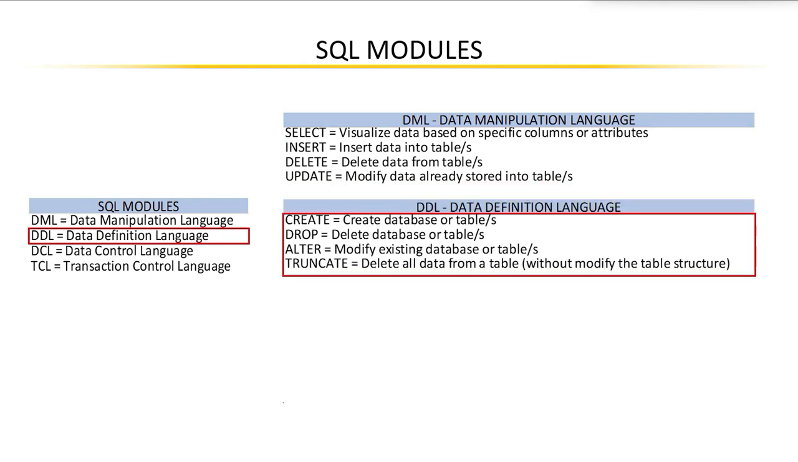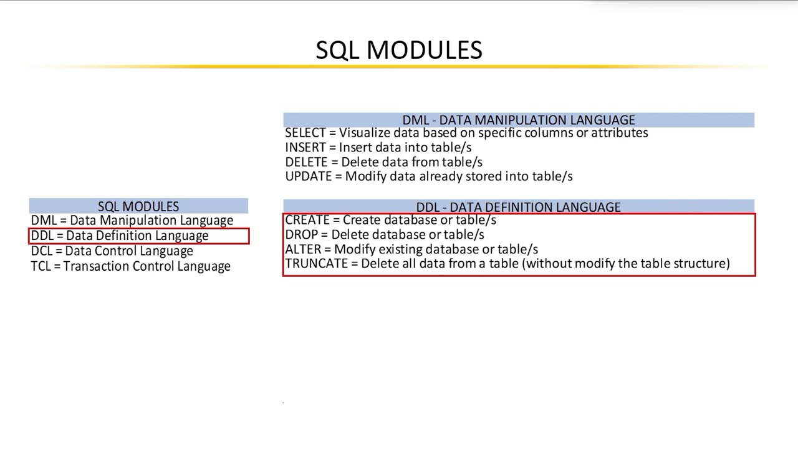On the other hand, the DDL module, Data Definition Language, focuses more on the library structure rather than its content. For example, commands like create and drop allow us to create new library sections or shelves or remove them. The alter command lets us modify an existing section by adding, for example, more shelves to accommodate more books or reorganizing a section to make it more user-friendly, while the truncate command enables us to remove all books from a specific shelf or section in one go without removing the shelf itself, giving us a blank slate to work with again.